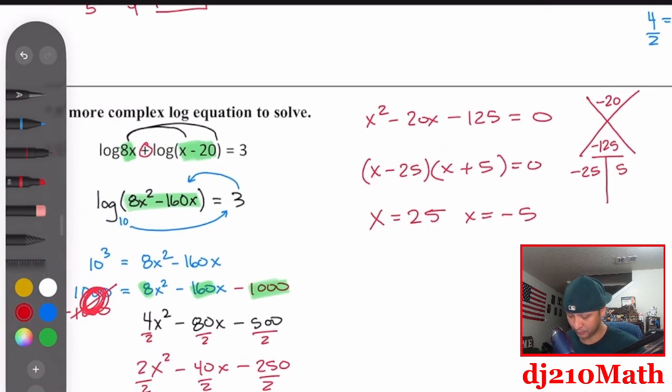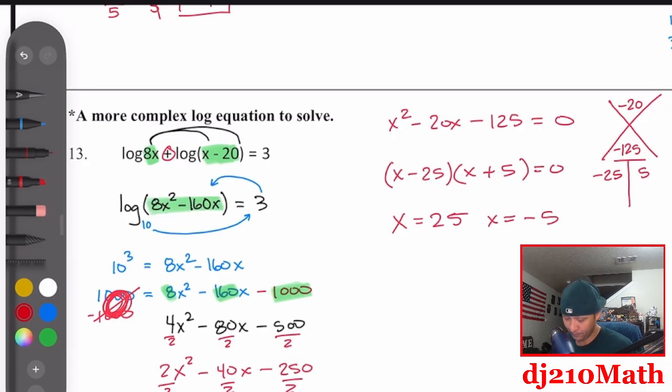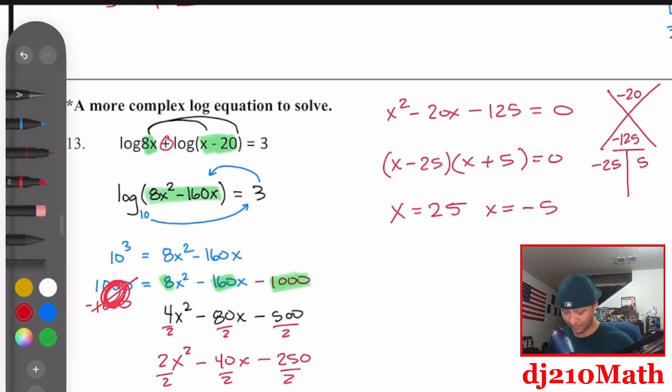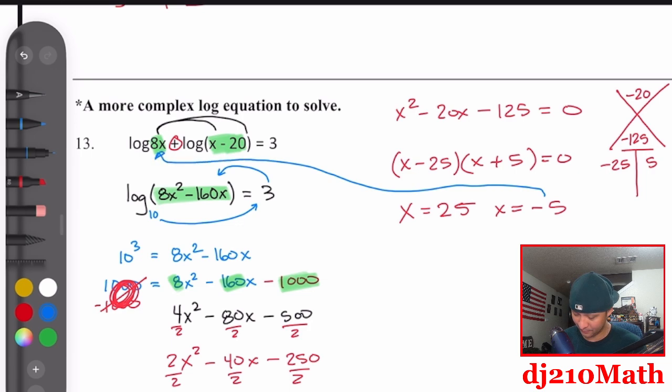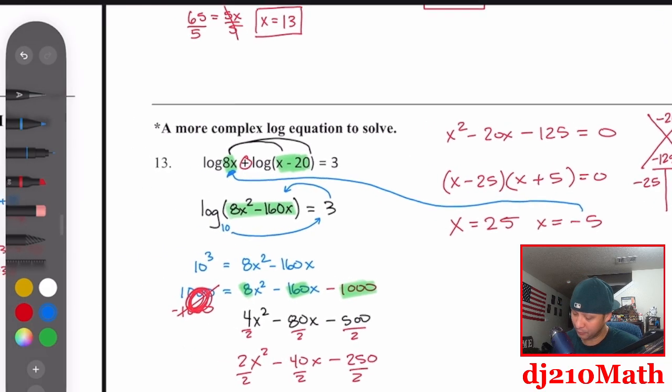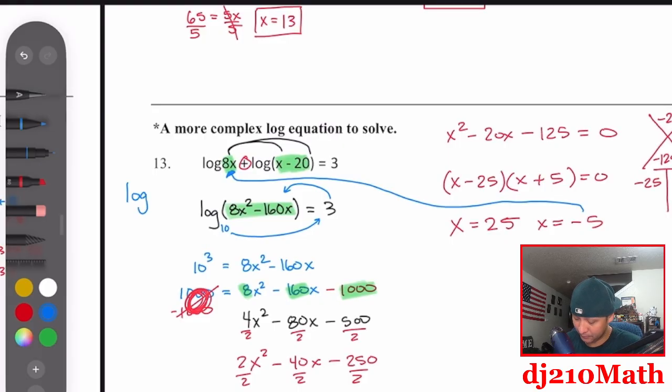Are they true, though? That's the question. One of these is garbage, and let me show you why. I'm just going to point out the garbage one. It's usually the negative one, but it's not always the negative one. If I plug in negative 5 right here, 8 times negative 5 is negative 40. And that is simply not true because log of negative 40 cannot be. We cannot have negatives inside the log.